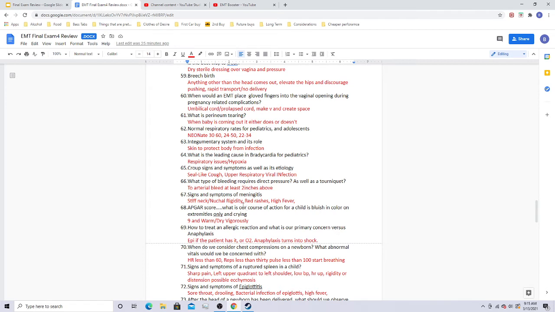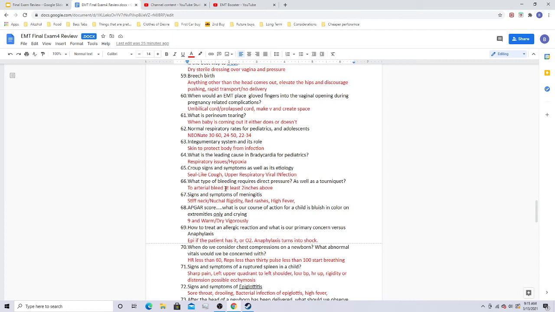So yeah, what type of bleeding requires direct pressure as well as a tourniquet? Arterial bleeding and at least 2 inches above. Arterial bleeding is bright red and it will spurt. Contrary to popular belief, venous bleeding is not blue. Your veins are blue because they're blue.